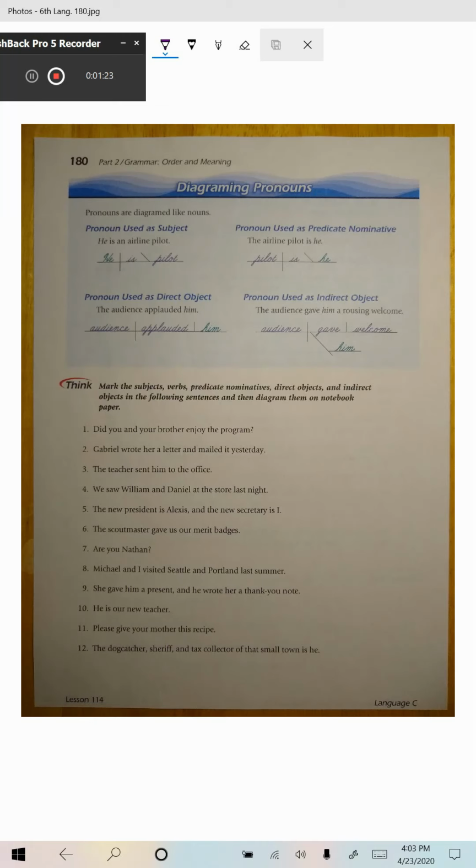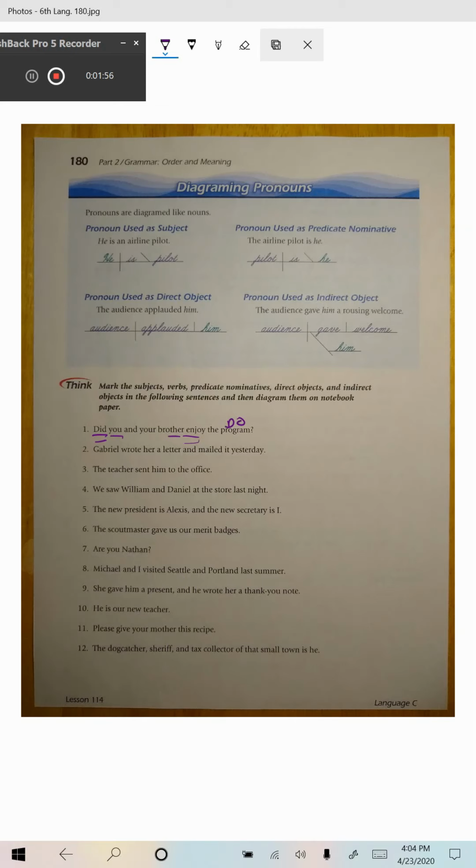All right. So did enjoy is the verb, right? You and brother are the subject. You and your brother did enjoy program. I should underline that actually. What did you enjoy? You enjoyed the program. All right. So did enjoy, you, brother, and this is the direct object.